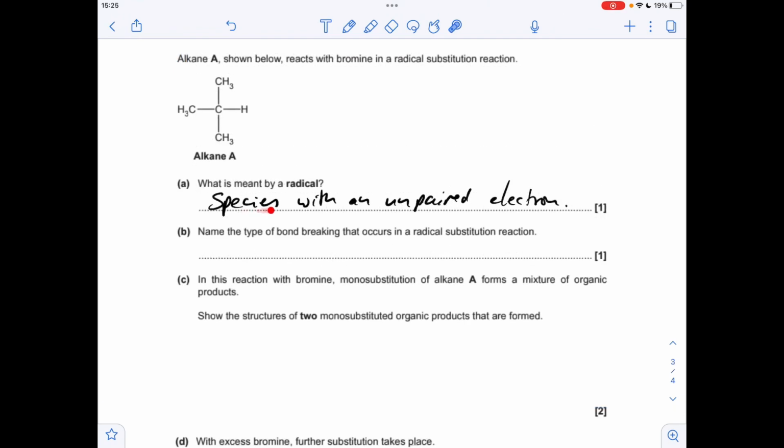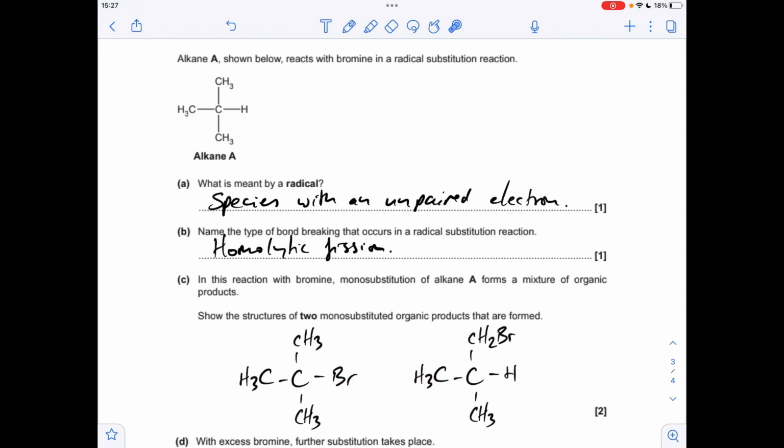So a radical is a species with an unpaired electron. Part B, the type of bond breaking that occurs in the radical substitution reaction is homolytic fission. Part C, so when alkane A reacts with bromine and mono-substitution occurs, the 2 possible places for the bromine to go would be here or on one of these carbons here. So there's the 2 structures there.